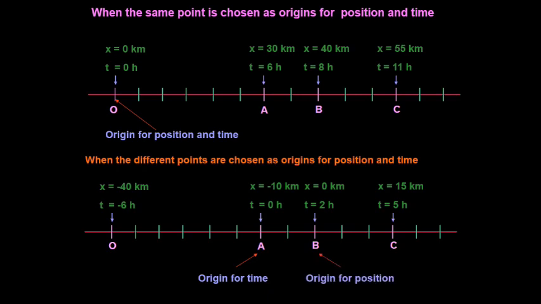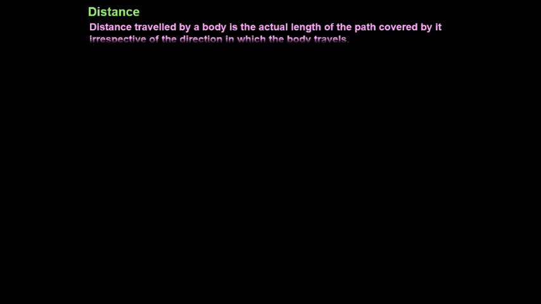Okay, origin you can change, and that way the event position may also change. Now, what is distance? Distance traveled by a body is the actual length of the path covered by it, irrespective of the direction in which the body travels.